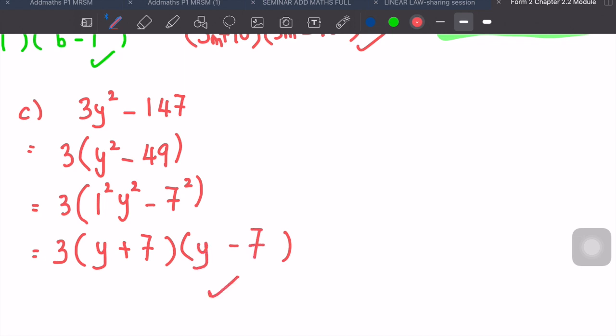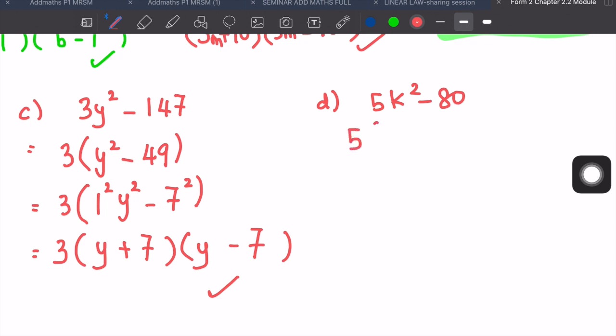Settle C. Okay, and last one, we have 5k square minus 80. Ni pun sama. 5 perfect square tak? Bukan. So, maksudnya kita boleh keluarkan 5 ni. Tengok 80 boleh bagi 5? Boleh. So, kita factorizekan 5. Okay, so semua yang tinggal ni bahagikan dengan 5. So, 5k kuasa 2 bahagi 5 dapat k square. 80 bahagi 5 dapat 16.